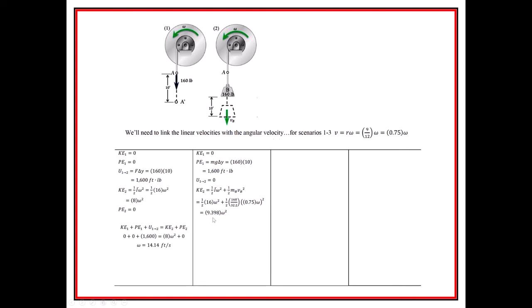And what we find now is that we're going to have 9.398 omega squared. And the potential energy is 0 at the end. So we plug these in, and we end up finding that it actually goes slower than it would if there was 160 pounds of force applied to the thing. Now 160 pounds is part of a weight that has mass, it tends to make the thing more sluggish, right? Because now that too has to gain kinetic energy.